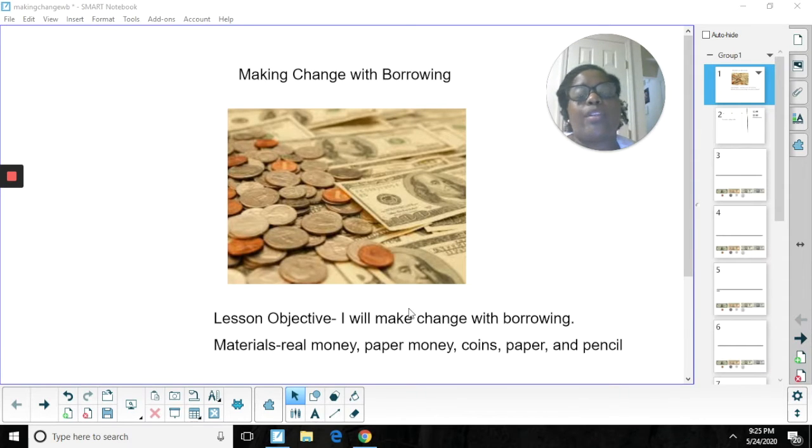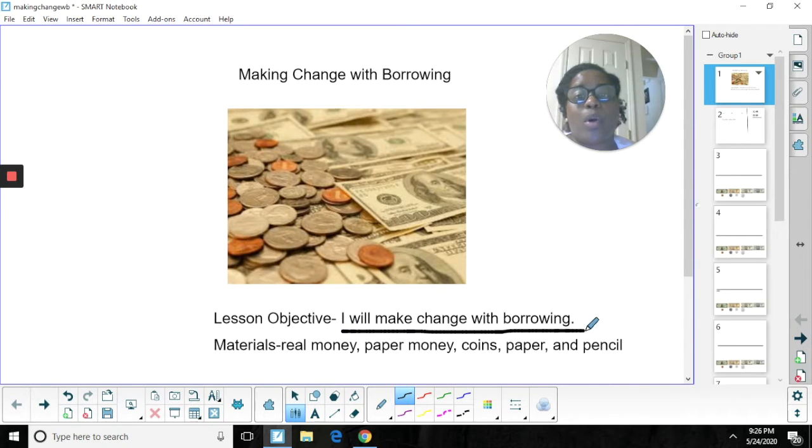Making change with borrowing. As always, before we begin our lesson, we will go over the lesson objective and the materials that you're going to need. So here is our objective right here, and it says, I will make change with borrowing. The materials you're going to need are real money, paper money, coins, paper, and pencil.